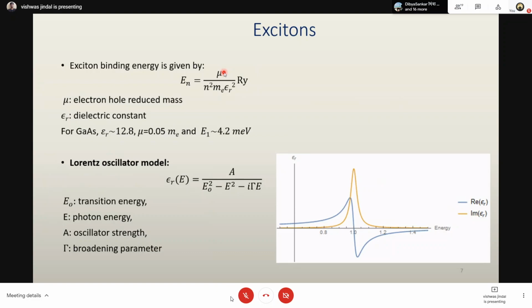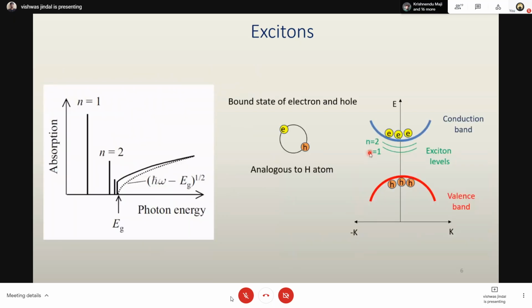So is E_n negative or positive? This is negative. I haven't put the negative sign, but because it's a bound energy, it's negative. I'm just calculating in the last figure. In the last figure, those bound states are, I think, above the Fermi energy, because the Fermi energy is supposed to be exactly at the center between the top of the valence band and the conduction band. So these lines are drawn above the Fermi energy, which means they have positive energy.